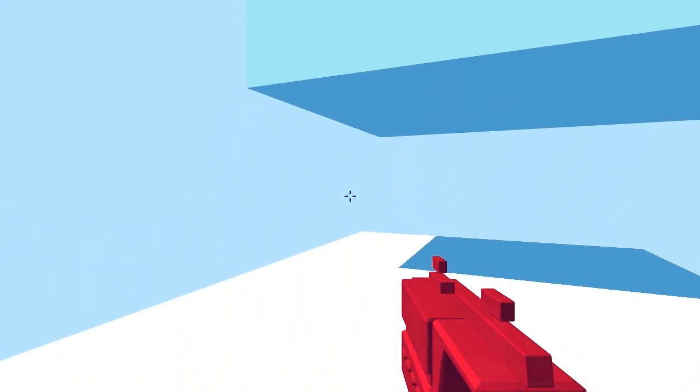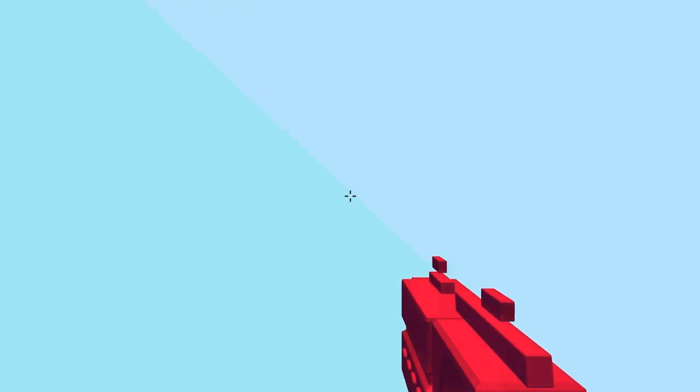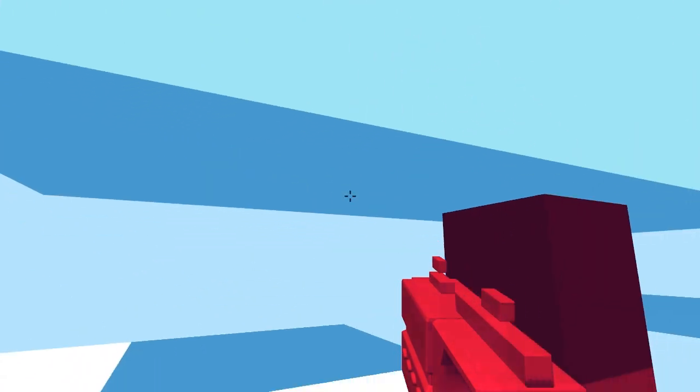Oh, what's going on up here? Oh, that's a solid block. Wow, the color was so similar to the sky that I actually thought that this was a plane that just terminated right there and that was it.